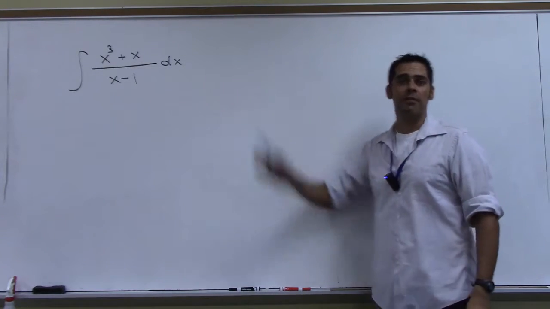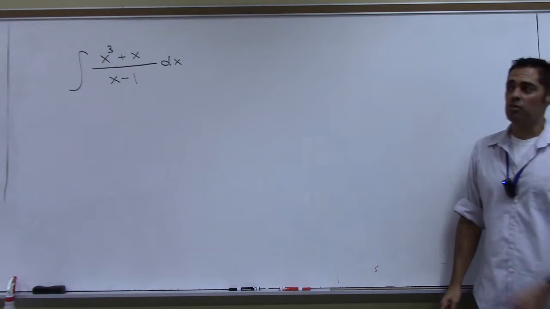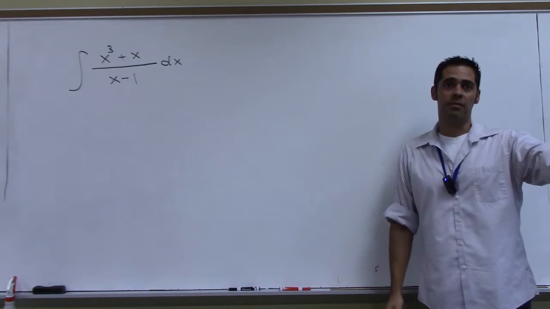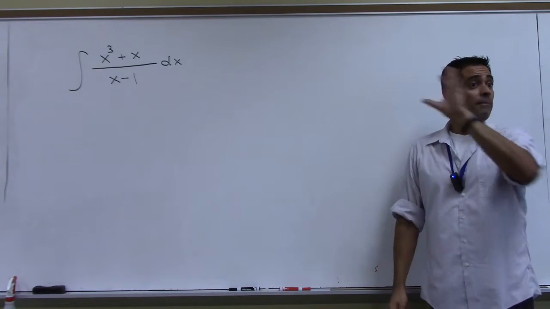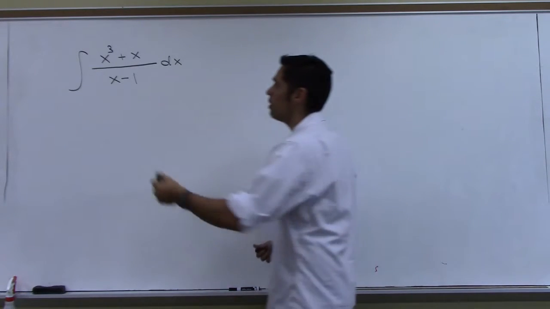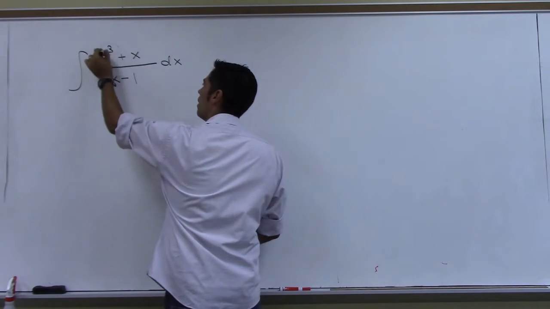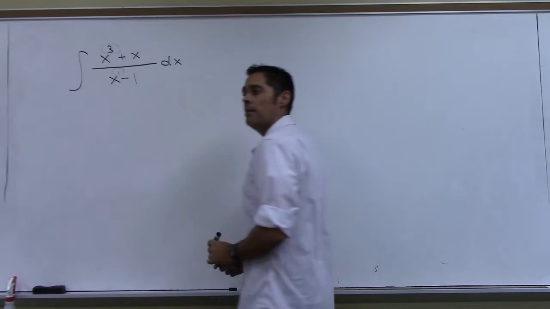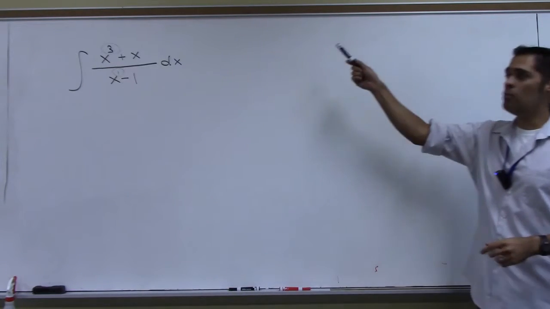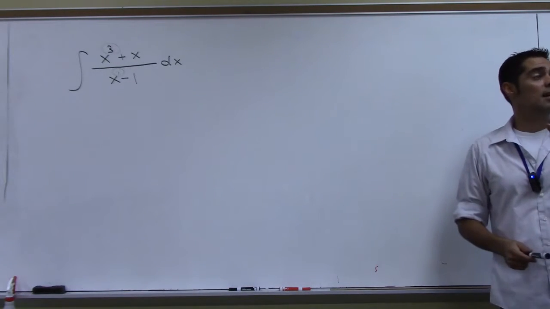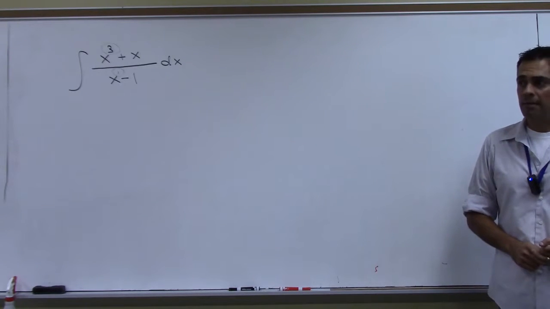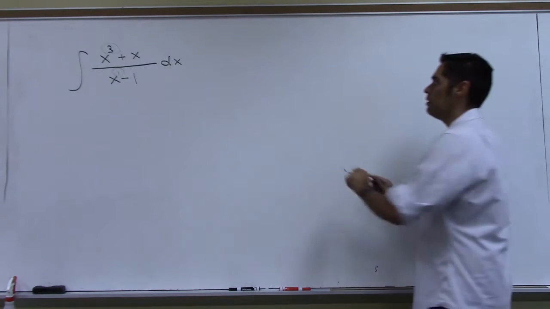But it's a rational function, right? In rational functions, we should be thinking partial fractions. So my first step is to inspect the degree of the numerator, which we said was 3, and the degree of the denominator, which we said was 1. In the case where the degree of the numerator is bigger than or equal to the denominator, I must do long division first, right? Okay, so how do we do long division?